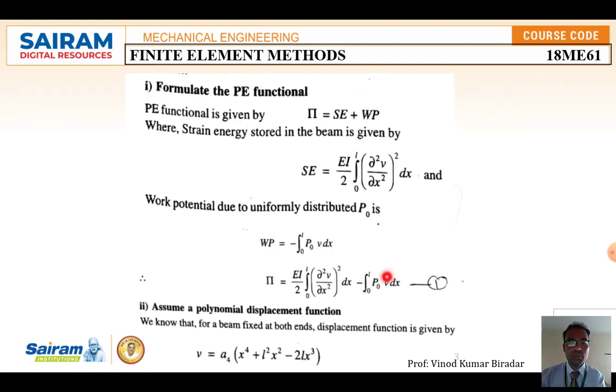We know that this is second order, so assume a polynomial displacement function. For a beam fixed at both ends, the displacement function is given by: displacement is equal to A4 times x to the power of 4 plus L square x square minus 2L x cube. This is the formula for the polynomial displacement function for a beam fixed at both ends. You have to remember this formula also.